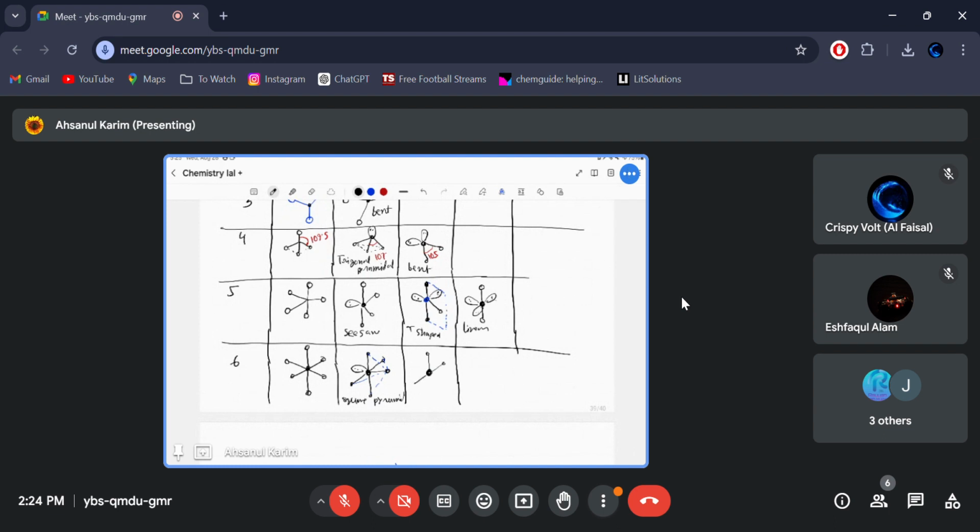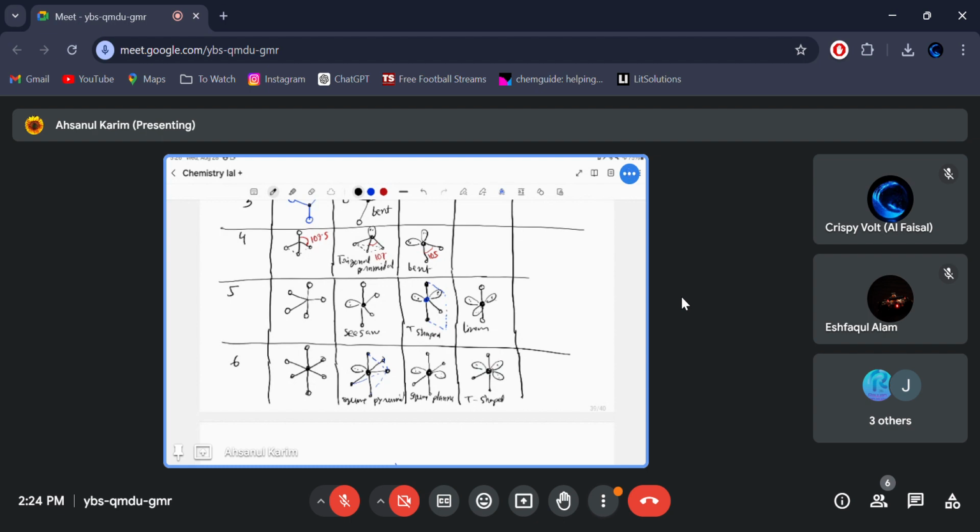something like this. With two lone pairs, square planar. With three lone pairs, how is it going to look like? It's going to look like T-shaped. Okay, this is how it is going to look like, T-shaped, and you have three lone pairs. Understandable?